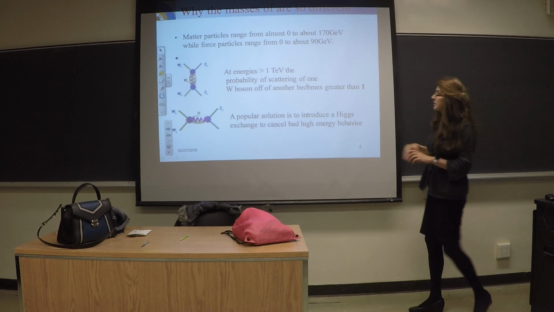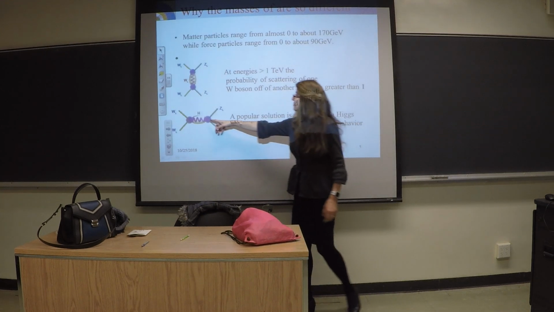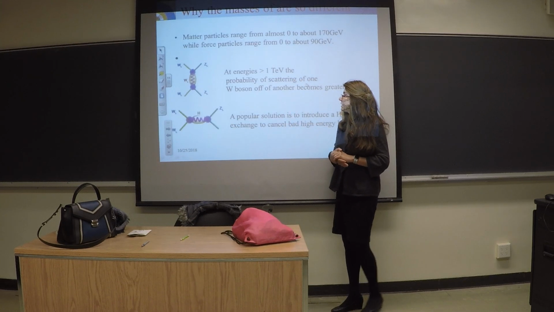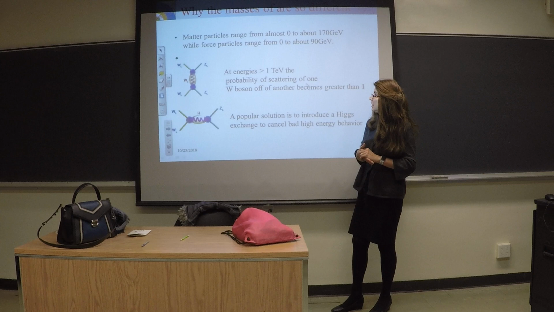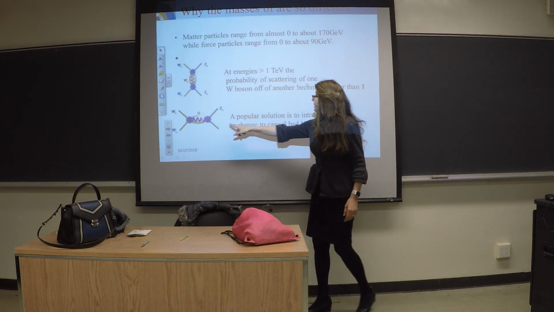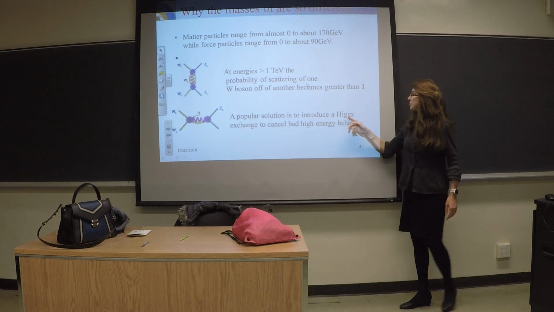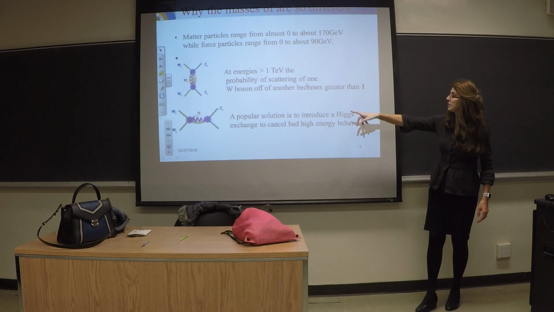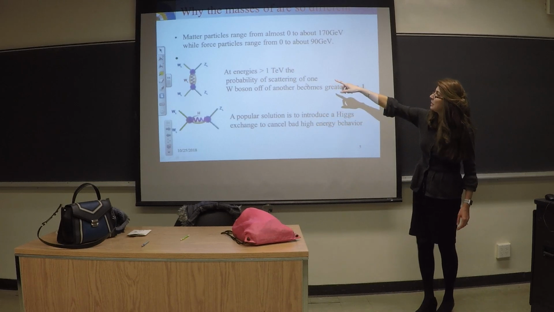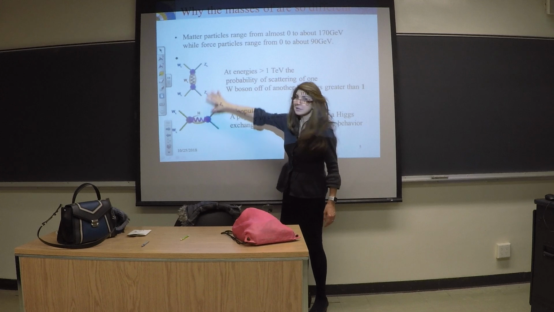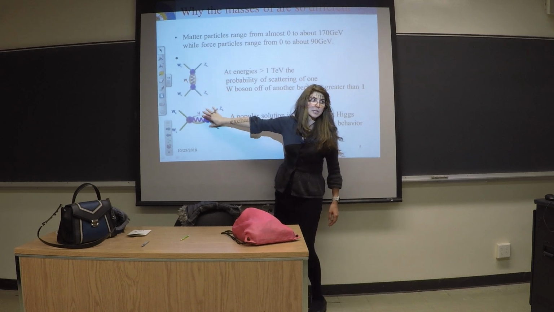So one way to fix it was to introduce the Higgs boson. That was another interesting idea for why the Higgs boson is a good theoretical candidate to be there. It's a popular solution to introduce the Higgs. And with the exchange of that Higgs between the two, you will have to calculate the cross-section, and you will have to add the two amplitudes because it can go through this or through that, right?